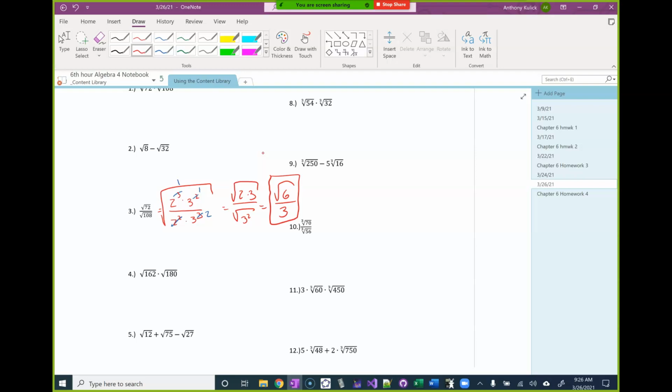Mm-hmm. Meg? So I got 3 over 2. Would that be like a product of reducing? You got 3 over 2? Yes.